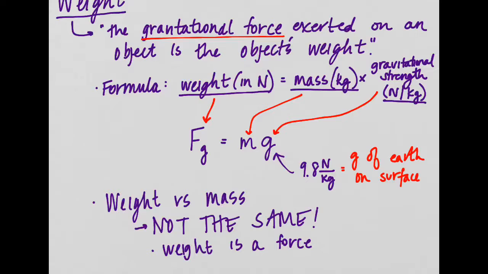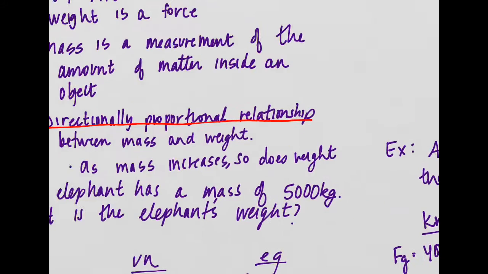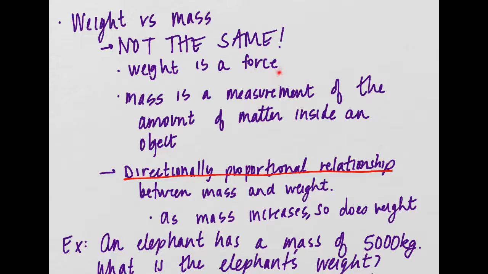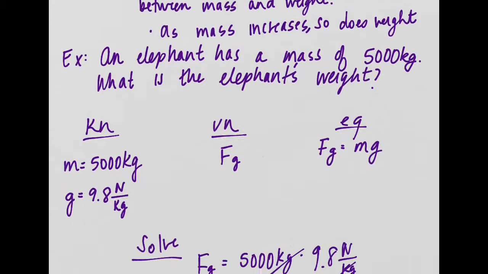Remember that weight is not the same thing as mass. Weight is a force, and I think I rewrote this up here. Yes, weight is a force. Mass is the measurement of the amount of matter inside an object, right? So mass is the amount of stuff inside of an object, and weight is the force of gravity acting on that stuff, okay? So they're related. There's a directly proportional relationship between mass and weight. So as mass increases, so does weight. But we have to be very careful not to confuse the two.